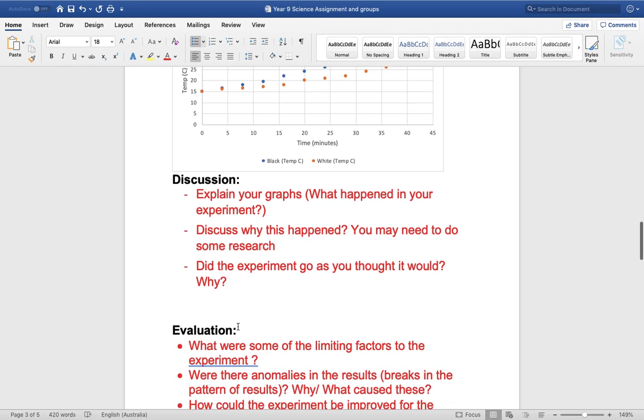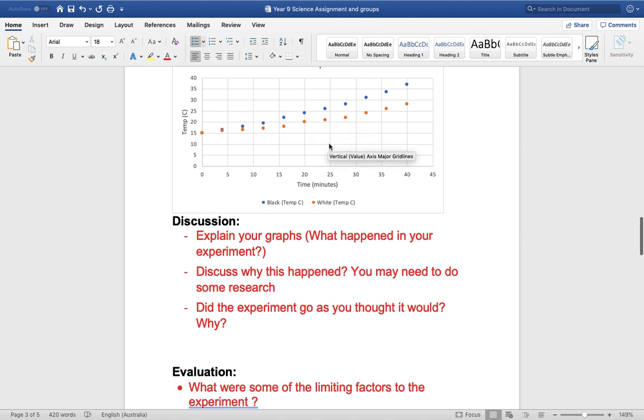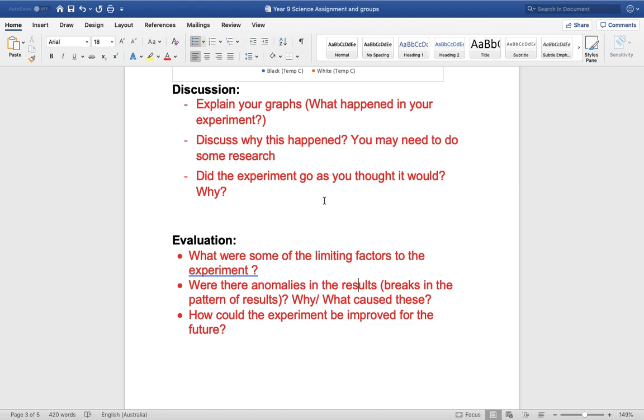Now, your next section is your evaluation. So it's similar to the last part of your discussion. The evaluation looks at any limiting factors. So in your experiment, was there anything that prevented you from completing the experiment? Were your results right? Were there any anomalies? Okay, which is like a data point being way out of place. And what may have caused these.